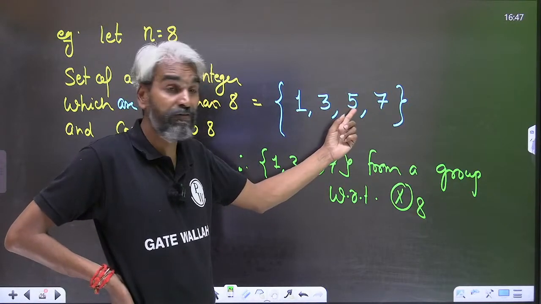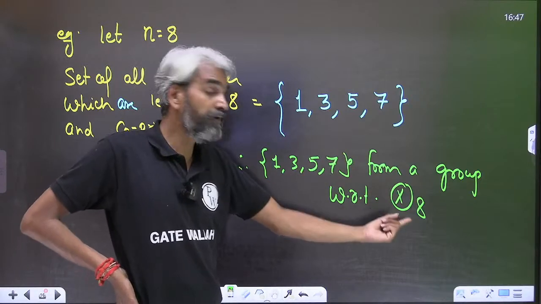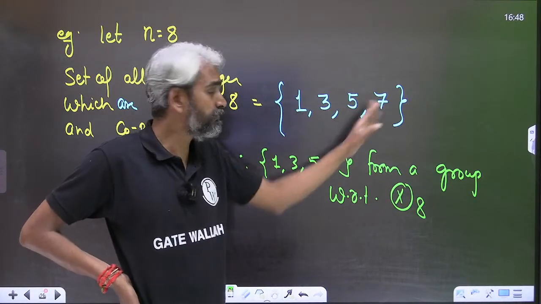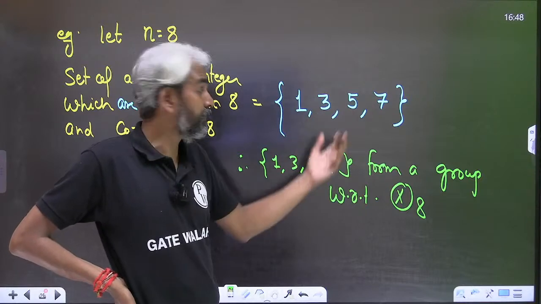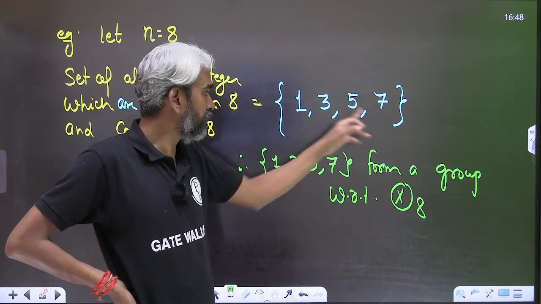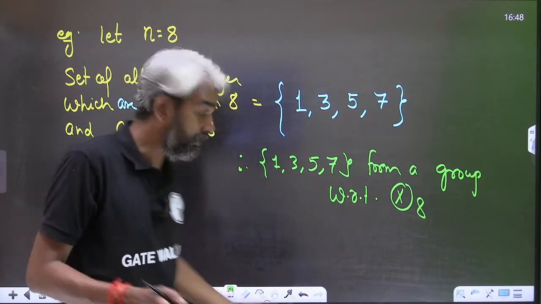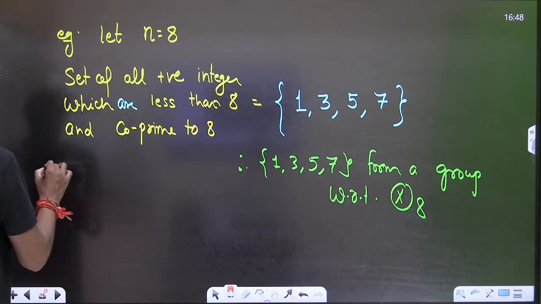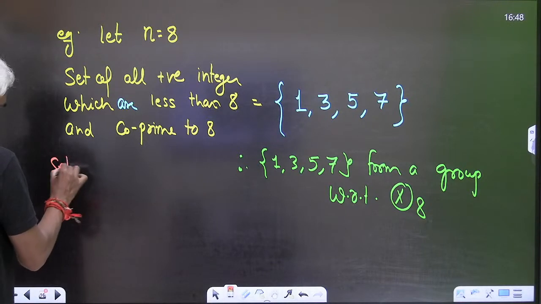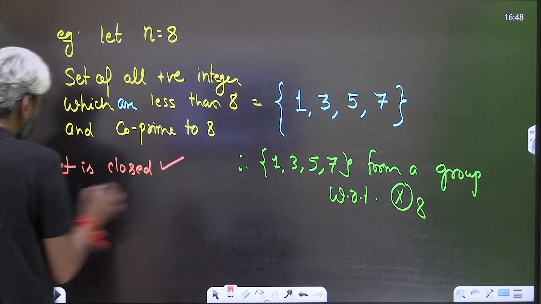Now let's look at 5. We have already checked 5 with 1 and 3. So 5 5s are 25, divided by 8 remainder 1, within the set. 5 7s are 35, divided by 8 remainder 3, within the set. Done. For 7, we have calculated 7 with 1, 3 and 5. 7 7s are 49, divided by 8 remainder 1. So that's okay. So we know that the set is closed. Note, the set is closed.